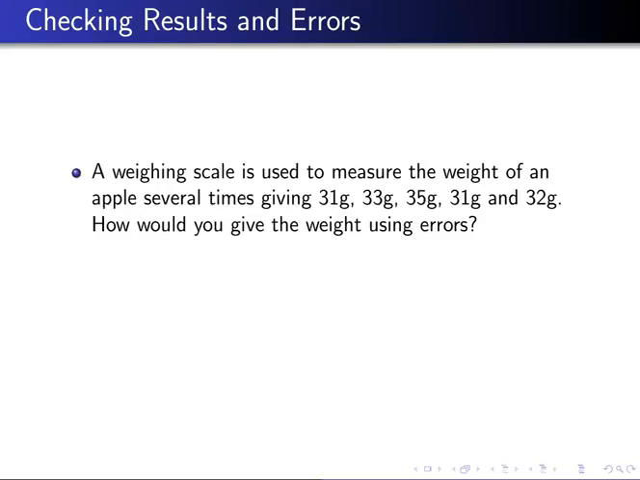A weighing scale is used to measure the weight of an apple several times, giving 31 grams, 33 grams, 35 grams, 31 grams, and 32 grams. How would you give the weight using errors?